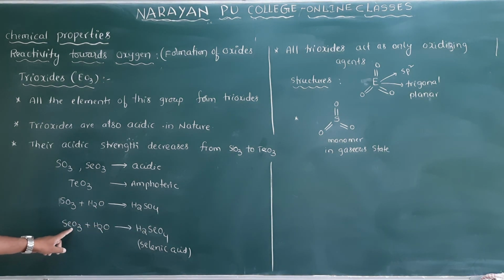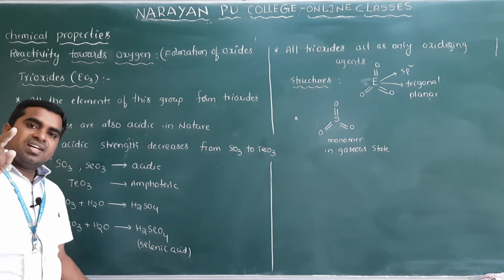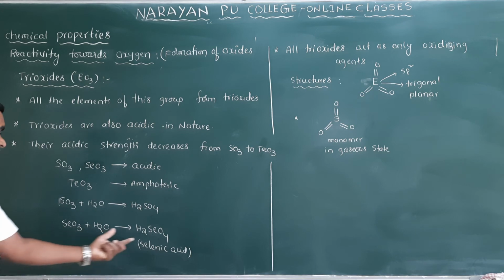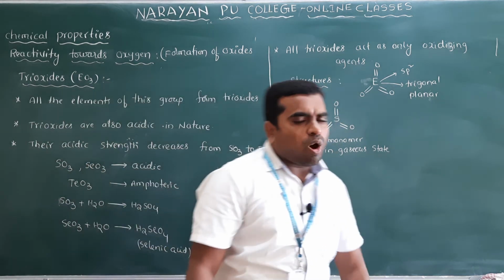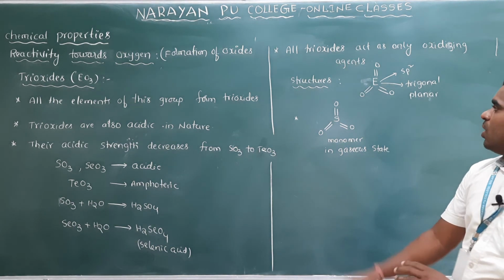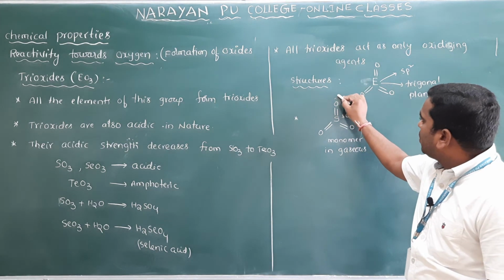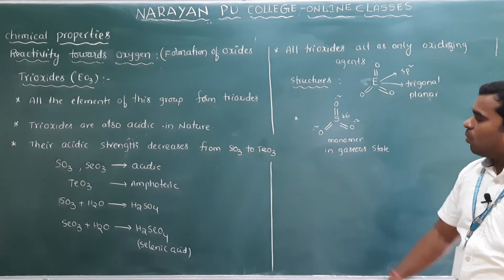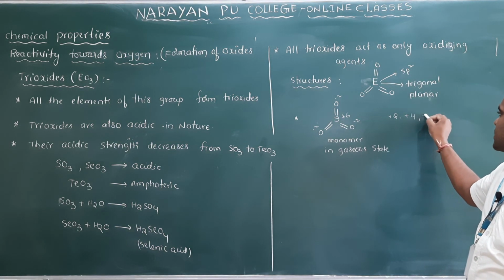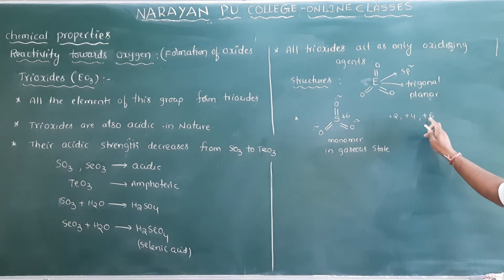In the same way selenium trioxide dissolved in water gives selenic acid, H2SeO4, while SeO2 gives selenous acid H2SeO3. Clear ma? So all trioxides act only as oxidizing agents. Why ma? What is the oxidation state of the central atom in trioxide? Plus 6, because of -2 and -2, so +6. And mainly they exhibit +2, +4 and +6 oxidation states. 16th group elements mainly show +2, +4 and +6 oxidation states.